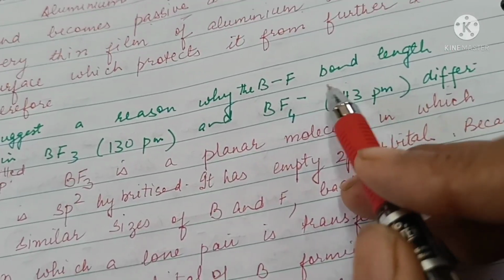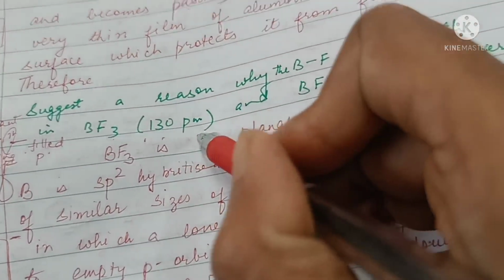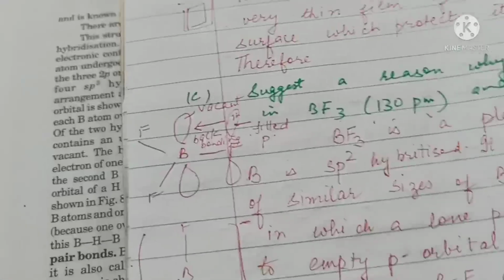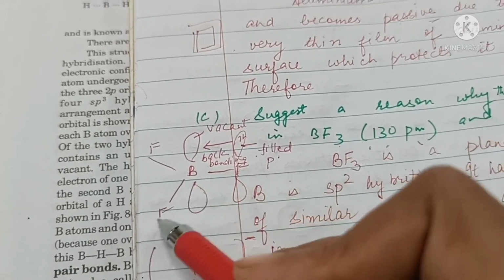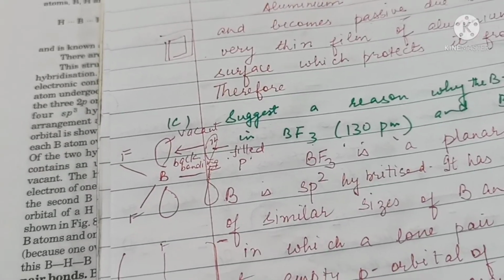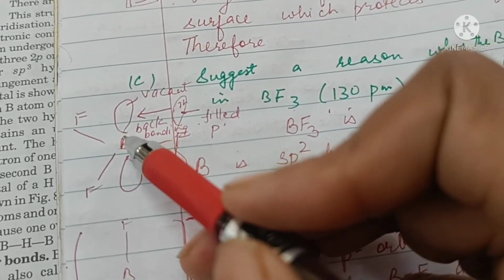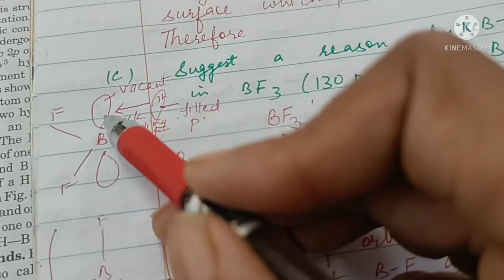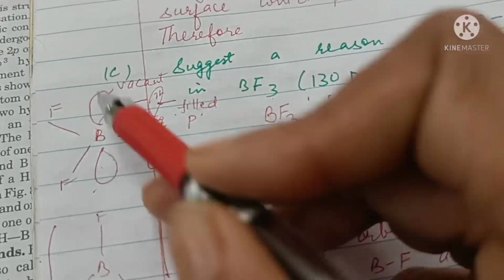Suggest a reason why the BF bond length in BF3 is 130 picometer, whereas in BF4 negative it is 143 picometer. So in BF3, the boron is sp2 hybridized and the shape is triangular planar. But boron has a vacant, unhybridized p orbital.